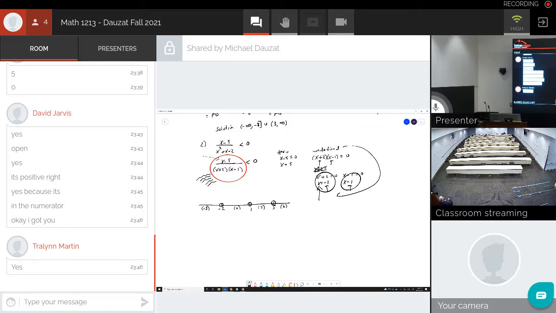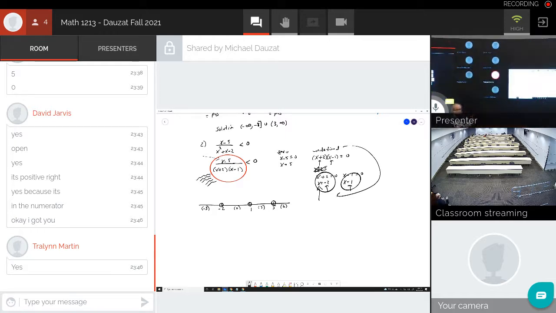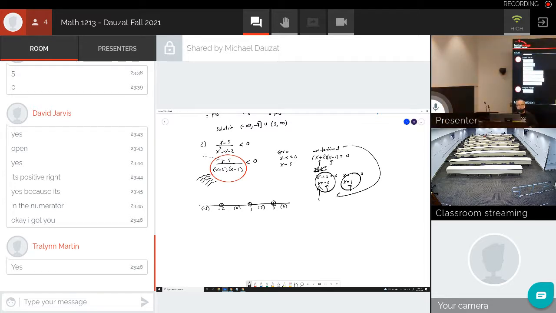How many factors in the denominator? 2. What are they? X plus 2, and what's the other? X minus 1. So altogether, how many factors do you see? 3. 1 in the numerator, 2 in the denominator. That's where these numbers came from, right? Those 3 numbers came from those 3 factors. All right, so you're going to substitute -3 in each of those factors. So let's do the numerator first.